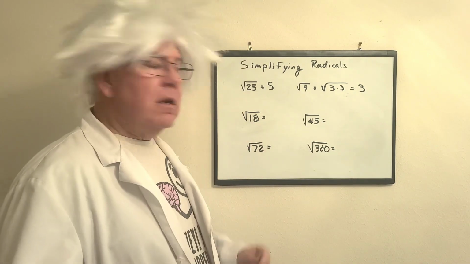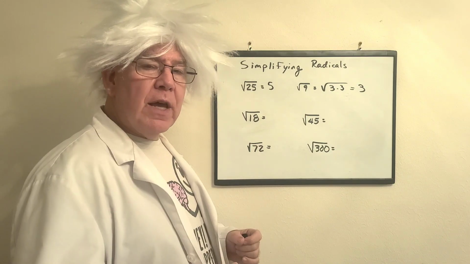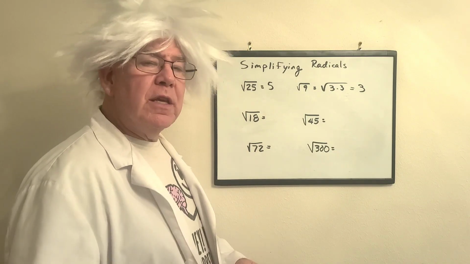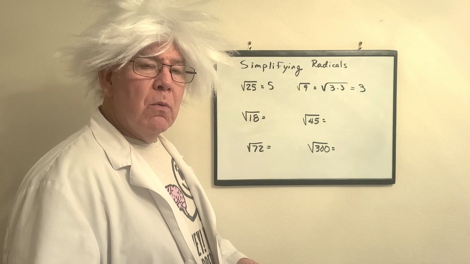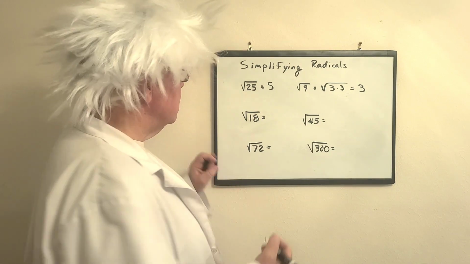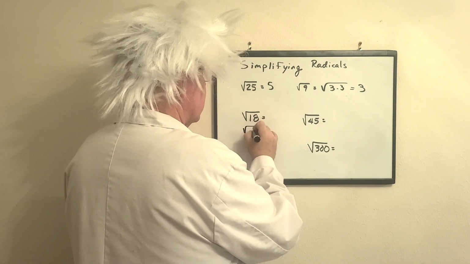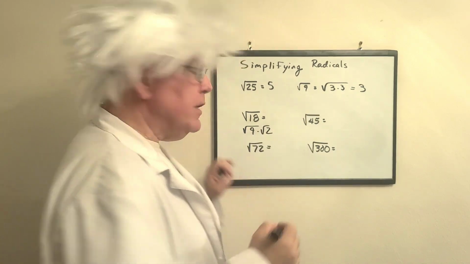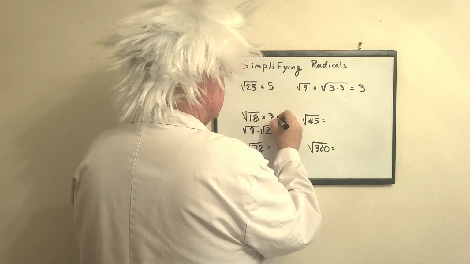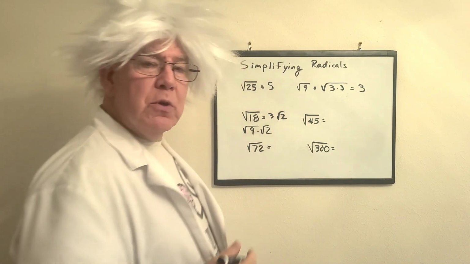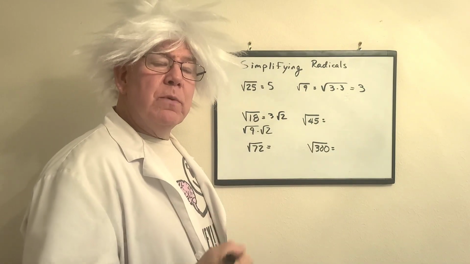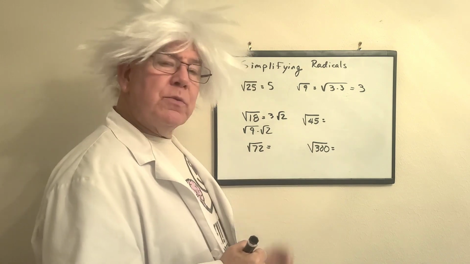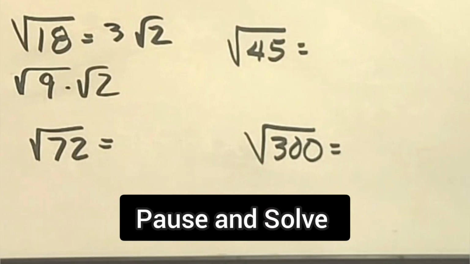So we're going to say, okay, first of all, is 4 inside 18? Well, 18 divided by 4 doesn't give me a whole number. Well, what about the next one? 9. Oh, look. That's going to be the square root of 9 times the square root of 2. And we already know the square root of 9 is 3. So that becomes 3 square root of 2. Now, here's what I want to do. Pause the video, work this one, and get back with me.